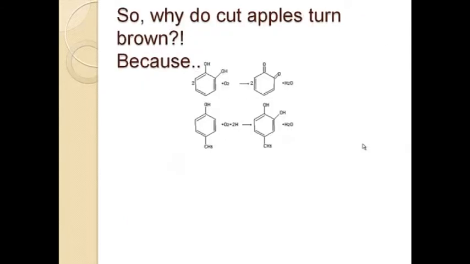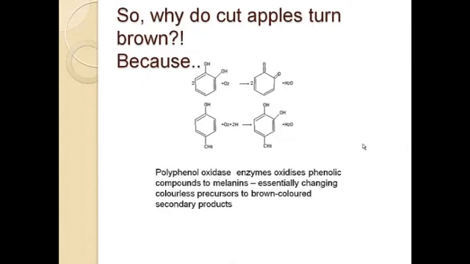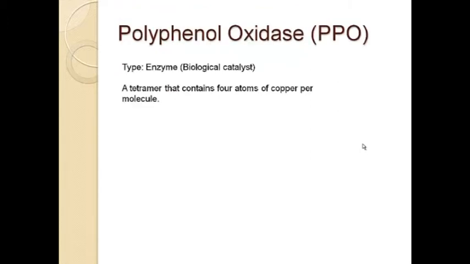So why do cut apples turn brown? Because polyphenol oxidase enzymes oxidize phenolic compounds to melanins, essentially changing color precursors to brown-colored secondary products.